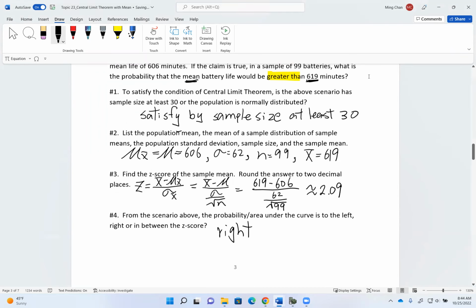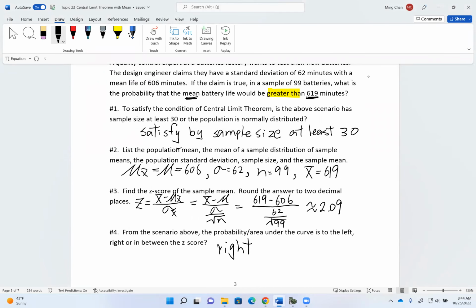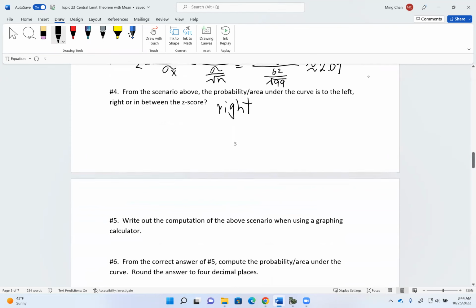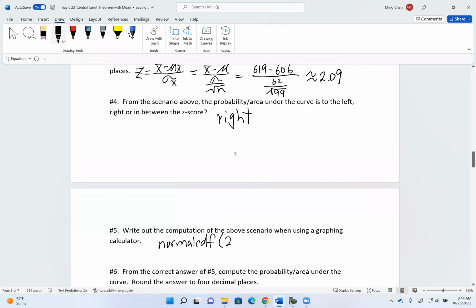Right? So greater than, okay, it's wondering, what's the chance that the true mean is 606 minutes. So if I take a simple sample of 99 batteries, what's the chance that the average battery life will be bigger than 619? So looking for the area to the right. So write out the computation using the graphing calculator. So that'll be normal CDF, looking for area to the right. So 2.09 must be my left bound, comma. The right bound must be to infinity, 1e99, comma 0, comma 1.